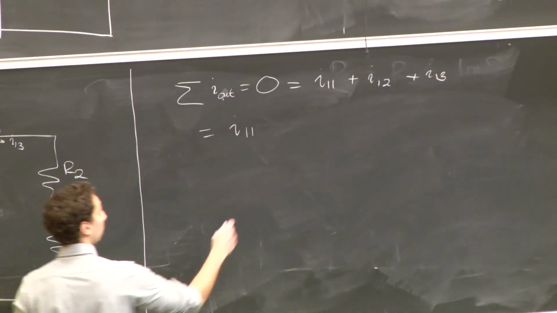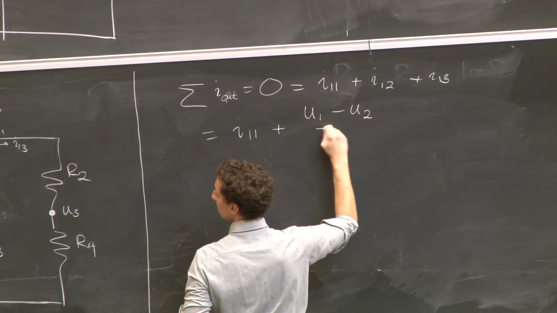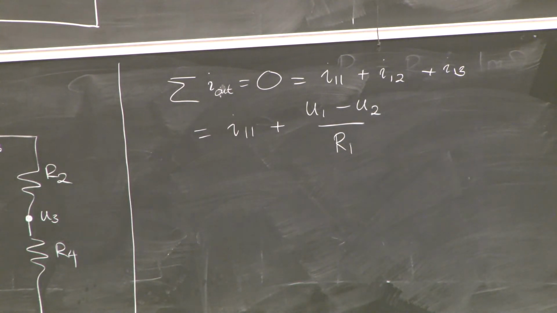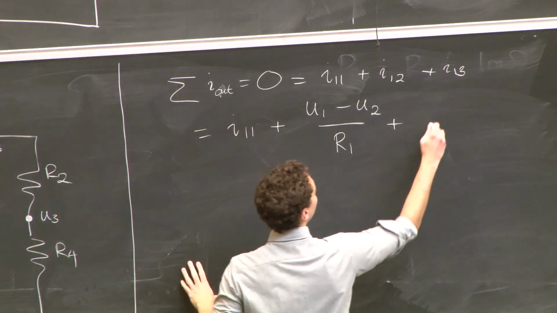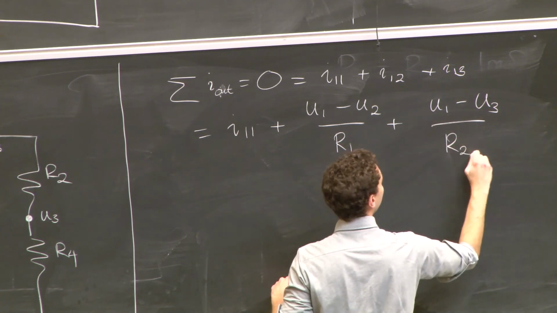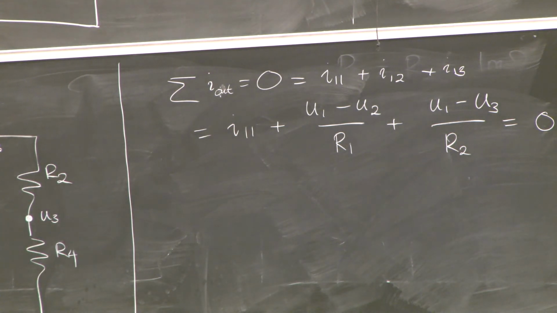U1 minus U2 divided by R1. Right? This current is going to be the potential at this side of the resistor minus the potential at this side of the resistor divided by the resistance. Okay? Is it clear to everybody? And now let me just do the last one real quick. U1 minus U3 divided by R2. This sum is equal to 0. Good? Good. Let's do this for U2.